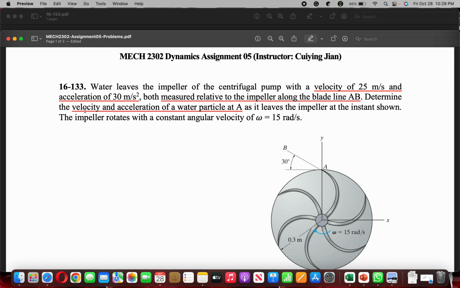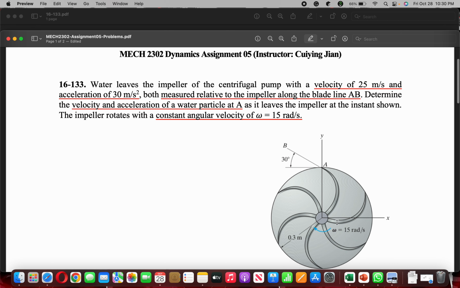So we have to find the velocity and acceleration of the water particle at A, which is at the top, at the boundary of this impeller, as it leaves the impeller at the instant shown. The impeller rotates with a constant angular velocity omega equal to 15 radians per second. The angle AB makes with the horizontal is 30°, the radius of the impeller is 0.3 meters, and the angular velocity is clockwise.